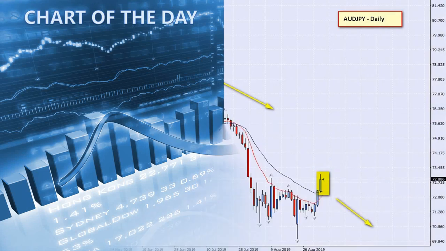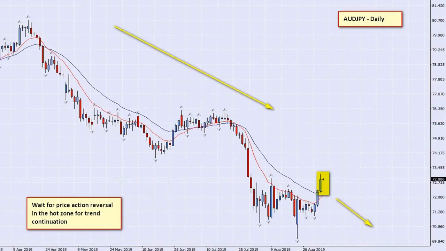The chart that I found for us this morning is the Aussie Japanese yen on a daily time scale. Now you can see from the chart that we are clearly in a downtrend and the market has just recently pulled back. So what I'm naturally looking for on this pullback is some kind of a reversal pattern, which would indicate continuation back down in the downtrend.